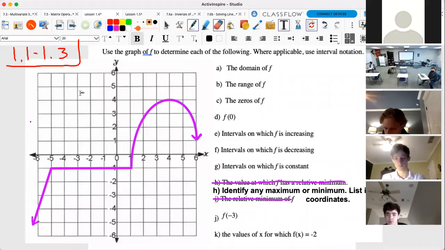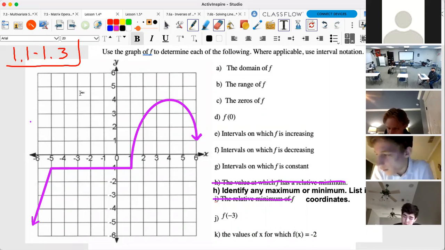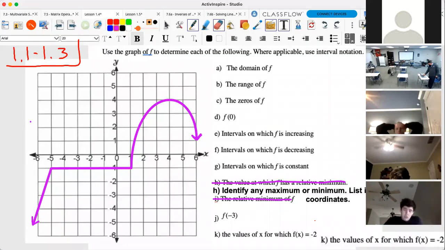We're doing this problem. It's a 1-1 to 1-3 review. There's elements of a lot of it. So go ahead, give it a try. Okay, so let's talk about this one.